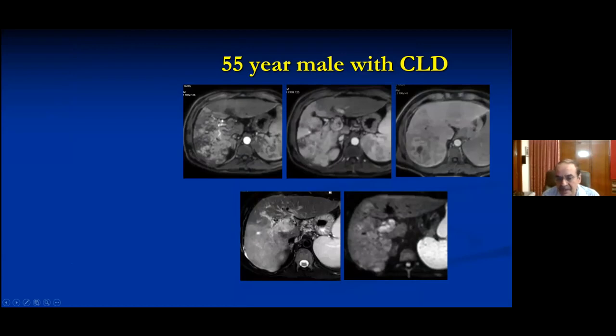This is the venous phase, showing you washout. That's the T2 weighted image. This is the portal vein. The portal vein is distended, and there is hyperintensity within the portal vein.